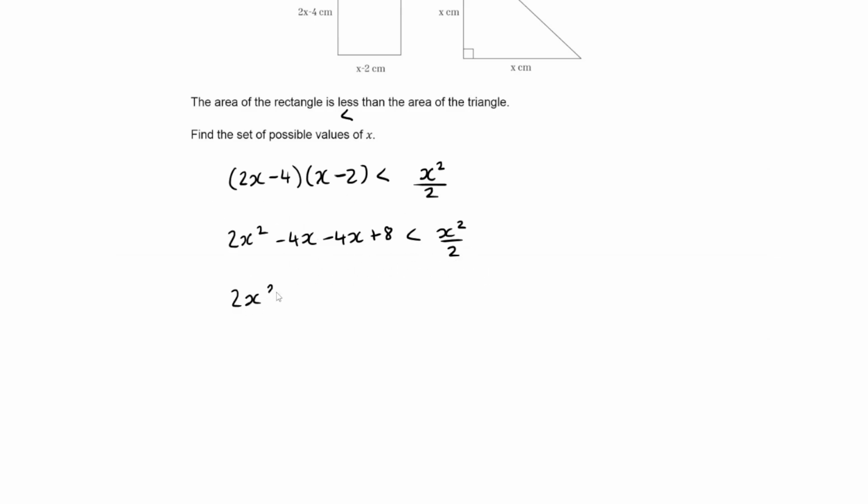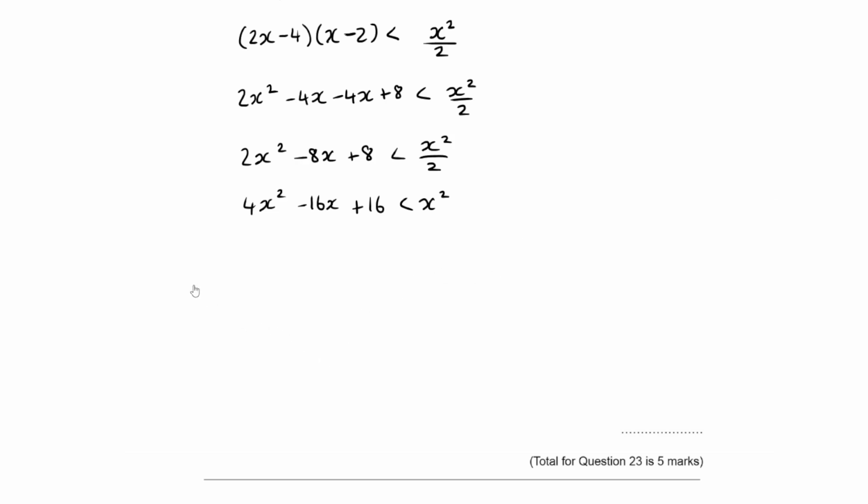Let's just actually collect our like terms first: minus 8x plus 8. Now I'm going to multiply across by 2, so that'll be 4x squared minus 16x plus 16 is x squared. Now, as you can see, my highest power of x is obviously x squared, whatever I do, it's going to be x squared.